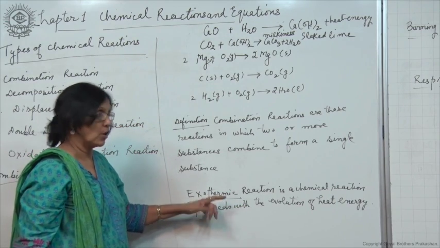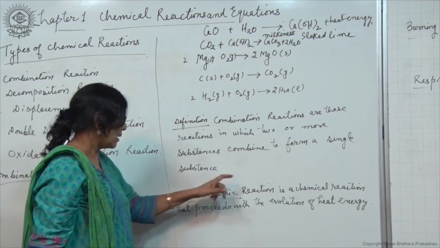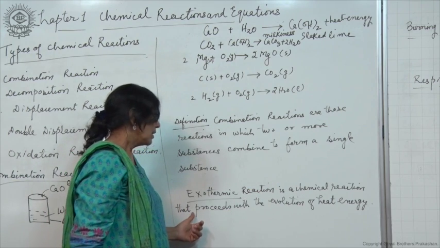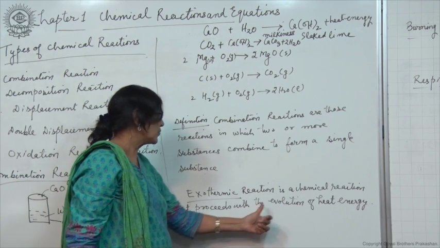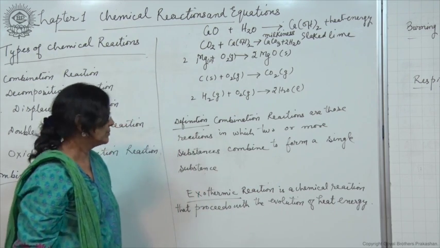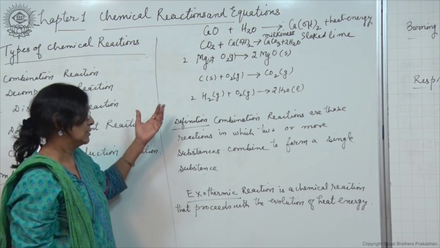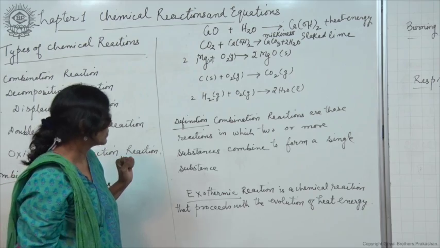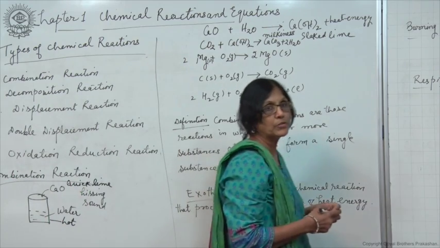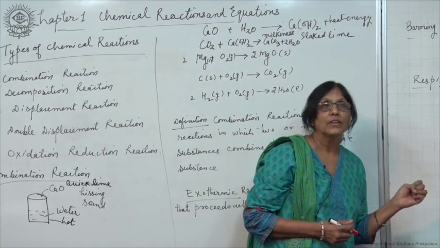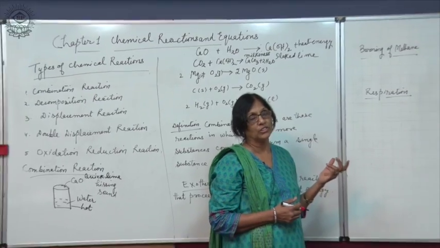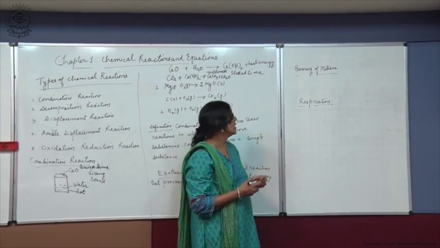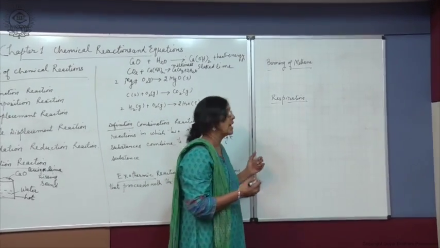Exothermic reaction, now we can define them, is a chemical reaction which proceeds with the evolution of heat energy. So heat energy is evolved, it is an exothermic reaction. There are some more examples of exothermic reaction. When methane gas is burnt in oxygen, a lot of heat is generated. It is an exothermic reaction.